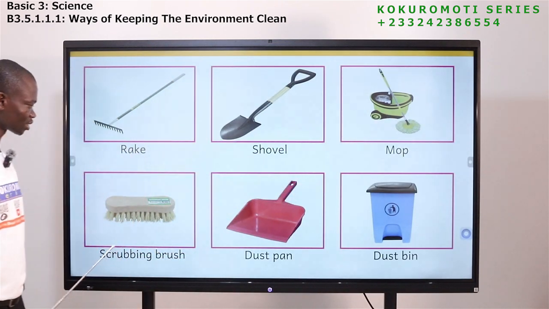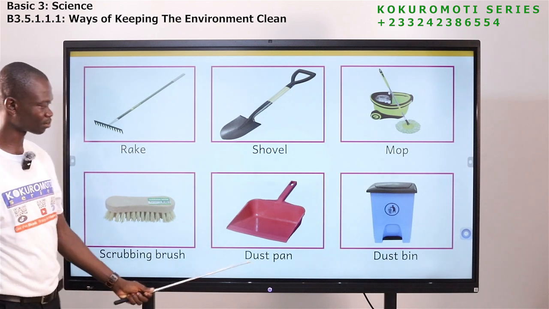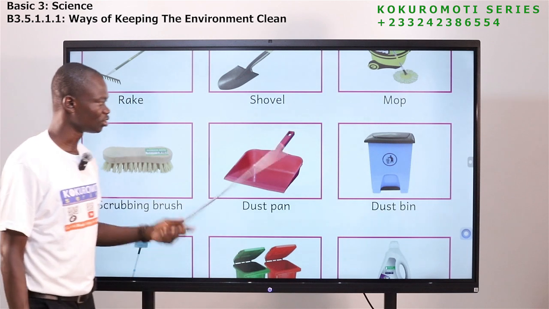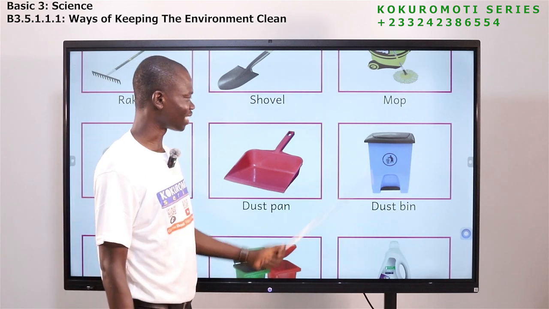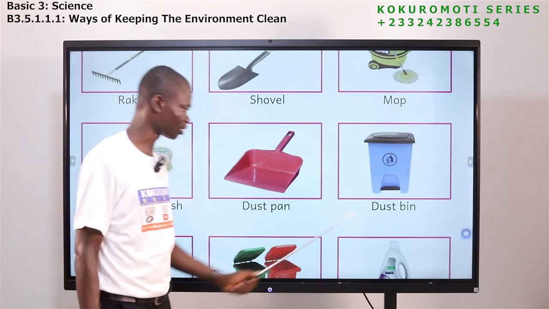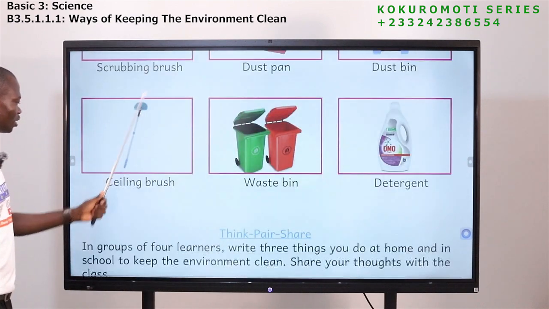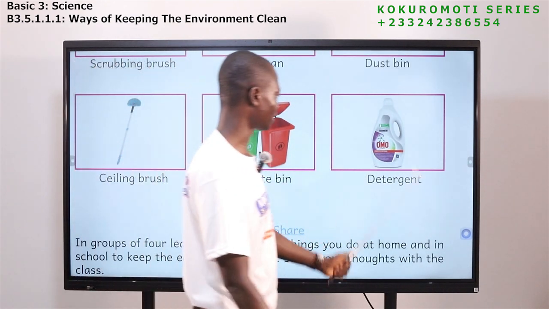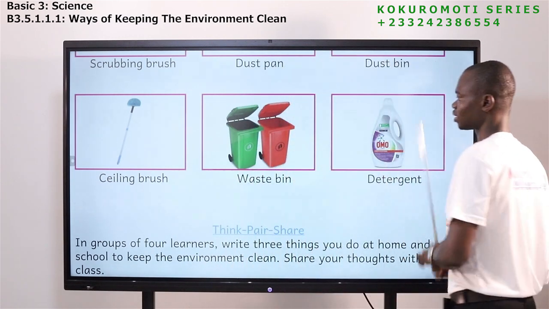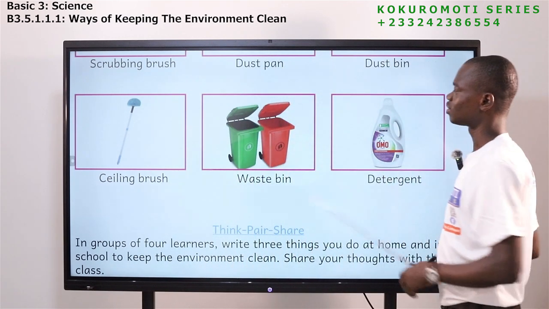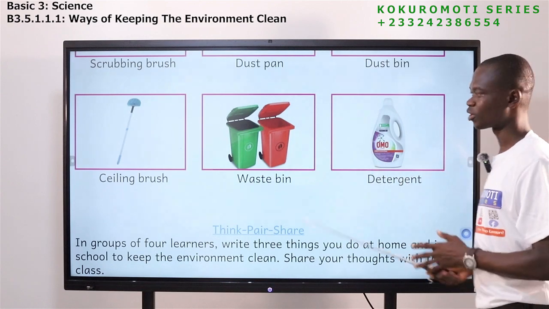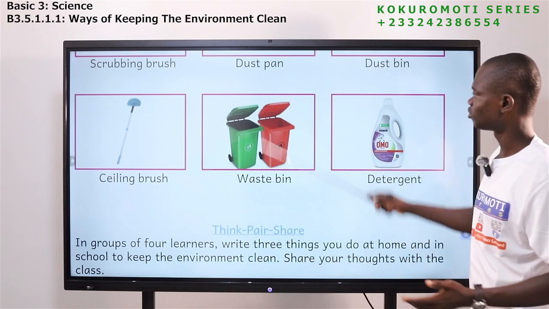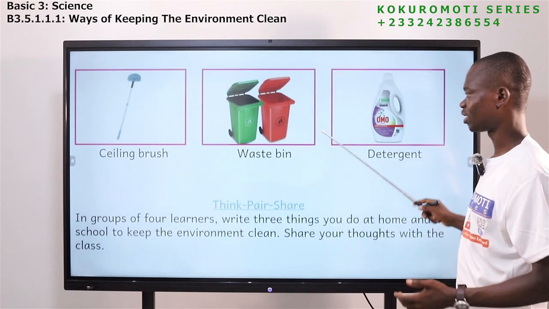This is scrubbing brush. We use it to scrub the floor. Dustpan. This is dustpan. This is what? Dustbin. This is dustbin. We have here ceiling brush. We have waste bin, and then detergents. The detergent is also what? Here. So these are some of the tools, some of the equipment, some of the things that we use to keep our environment what? Clean. We use all these to keep our environment clean.